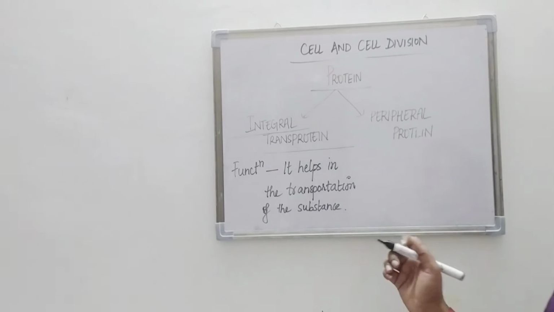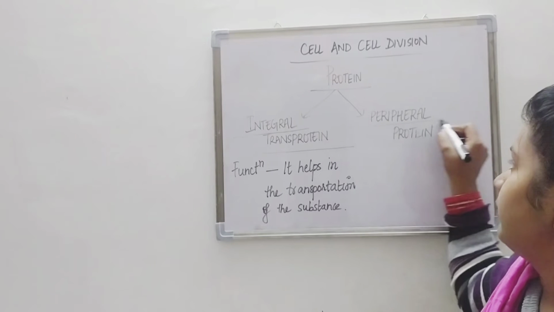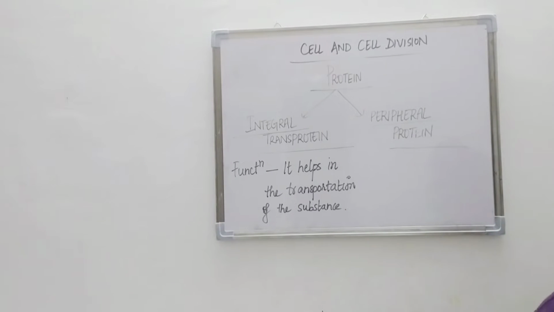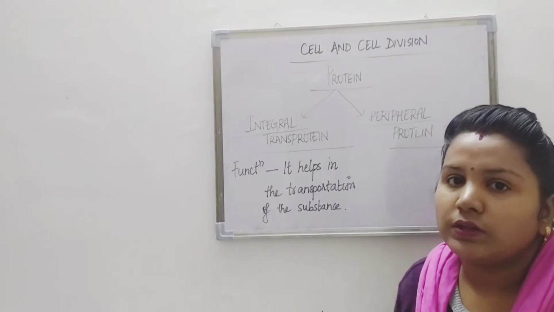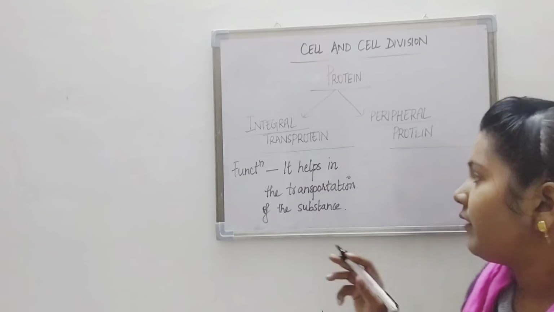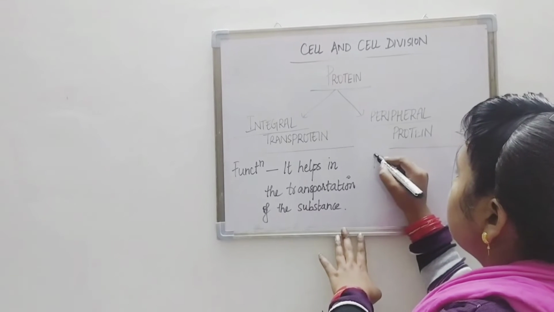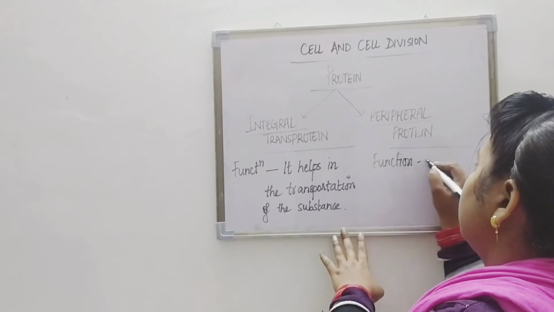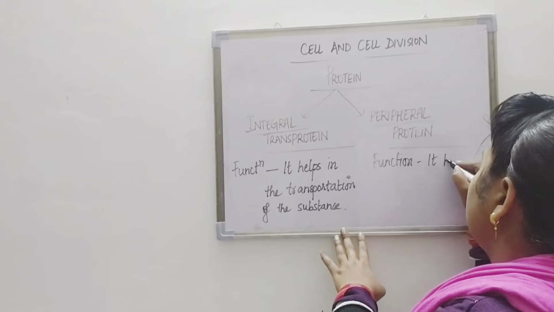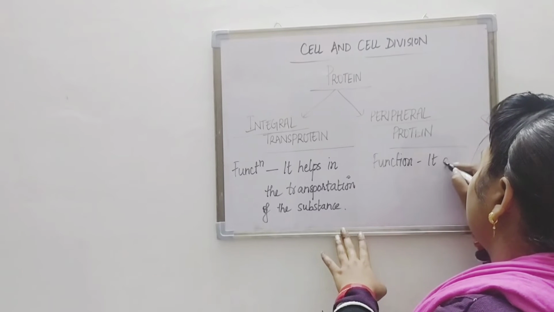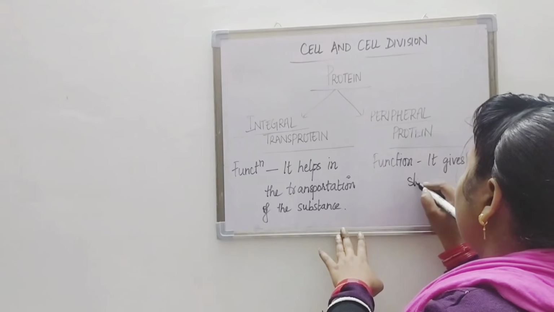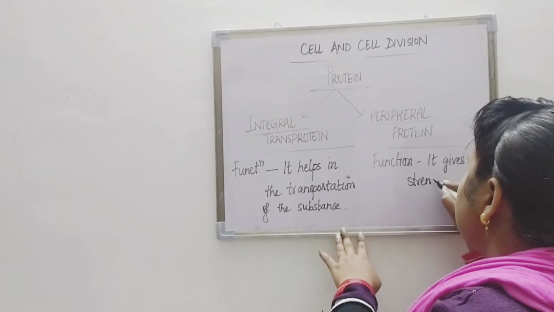The next one is peripheral protein. Peripheral protein is a protein which is attached to the surface of the cell membrane. Its function is that it helps in the strength and flexibility of the cell membrane. It gives strength and provides flexibility to the cell membrane.